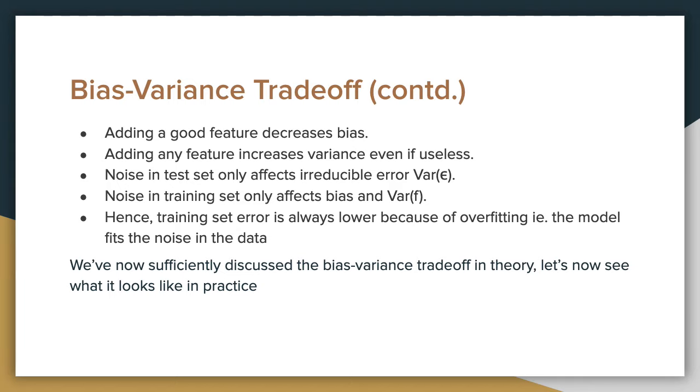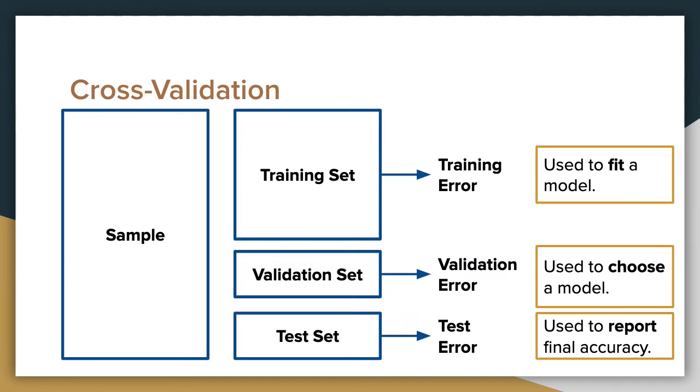So the bias-variance trade-off is just something that should always be at the back of your mind whenever you're trying to make other decisions. It's generally not something we actively consider as a separate step in the process. It's more like always running in the background. And to see what that means, we're going to move on to cross-validation.